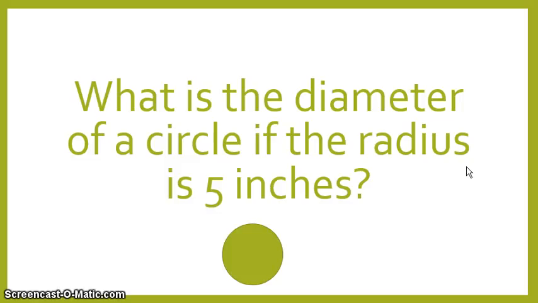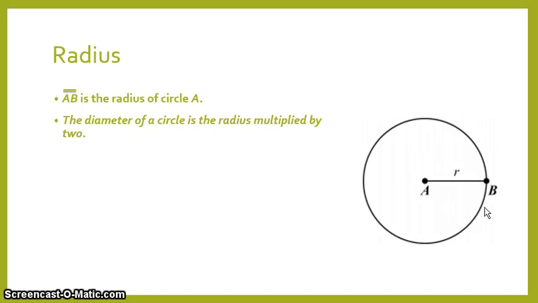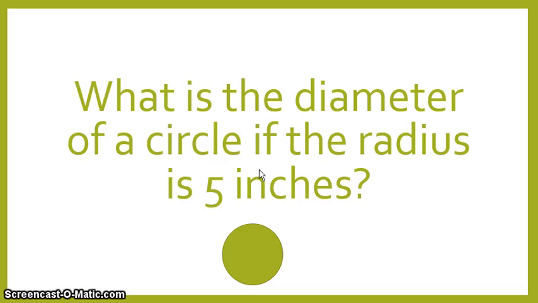Here's another question. What is the diameter of a circle if the radius is 5 inches? Now remember, radius only goes halfway, so you want to multiply it by 2 to get the diameter. So basically you want to do 5 times 2, that would be 10. So 10 inches is your diameter.